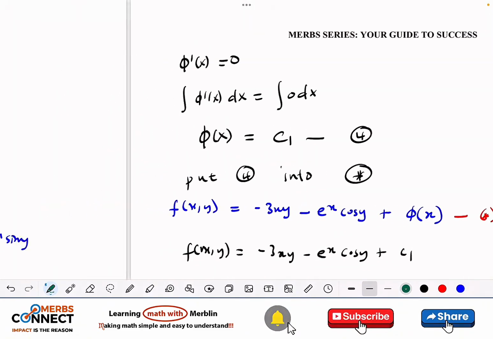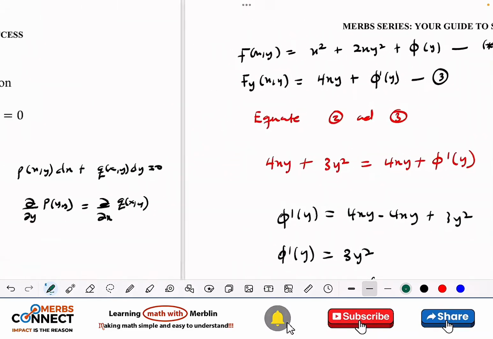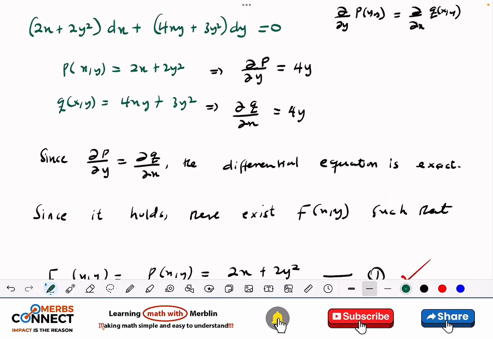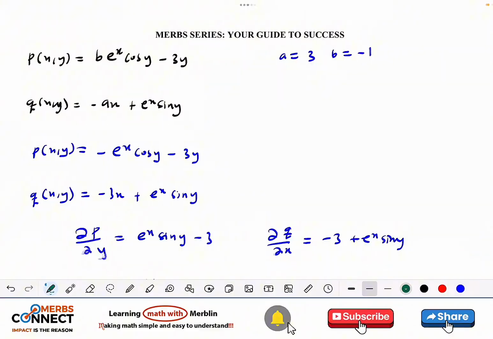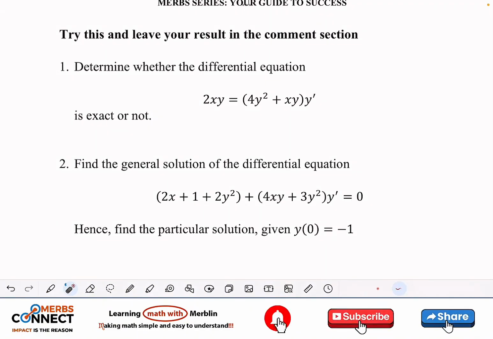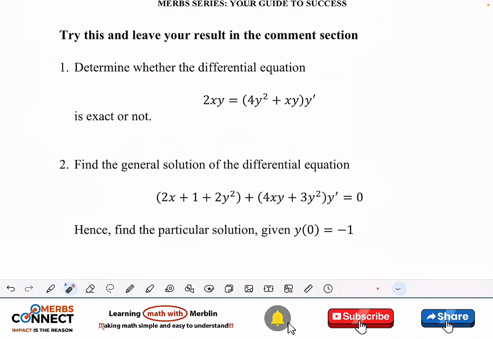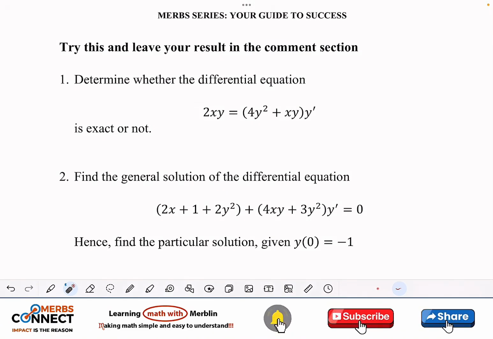So this is how an exact differential equation works. Check if the function is exact, and then we go through the process by doing the whole of this. Now I'll give you a trial question to do. Yes, I have a trial question here. First, check if this is exact. When you are done, solve this equation by finding the general solution and using the initial condition to find the particular solution.